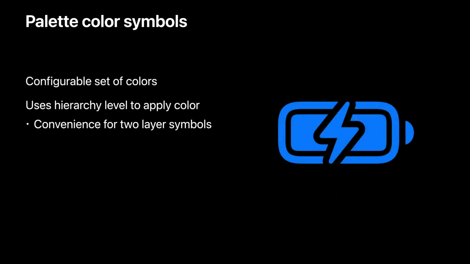The palette configuration specifies an explicit set of colors that are applied to the layer hierarchy of the symbol. Unlike the hierarchical rendering mode, the palette rendering mode doesn't create derived colors. And similar to hierarchical rendering mode, the hierarchy level of each symbol layer is important. There's also a convenient solution for symbols with less than 3 layers. This brings us to the last color rendering mode, multicolor.